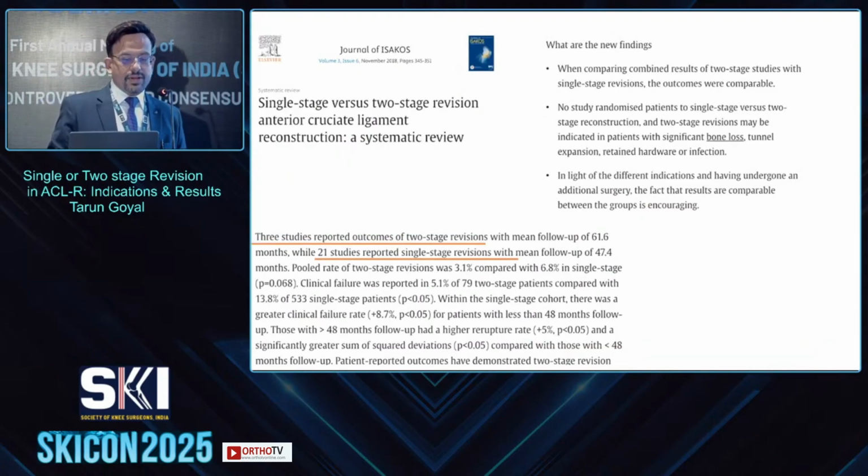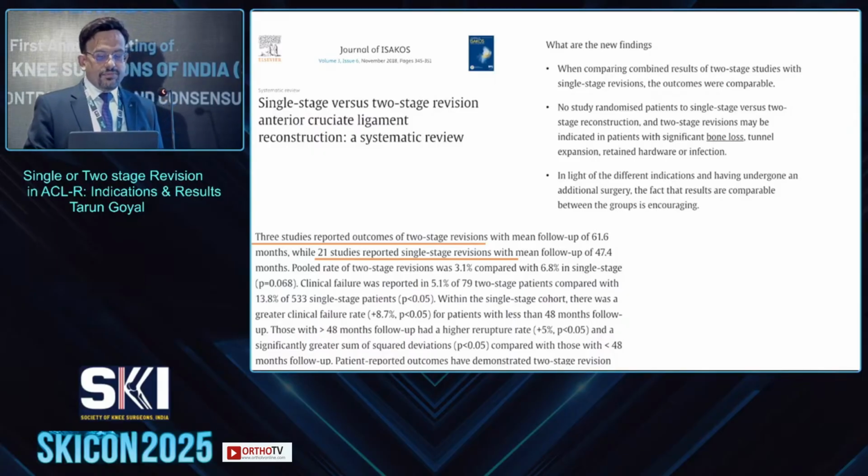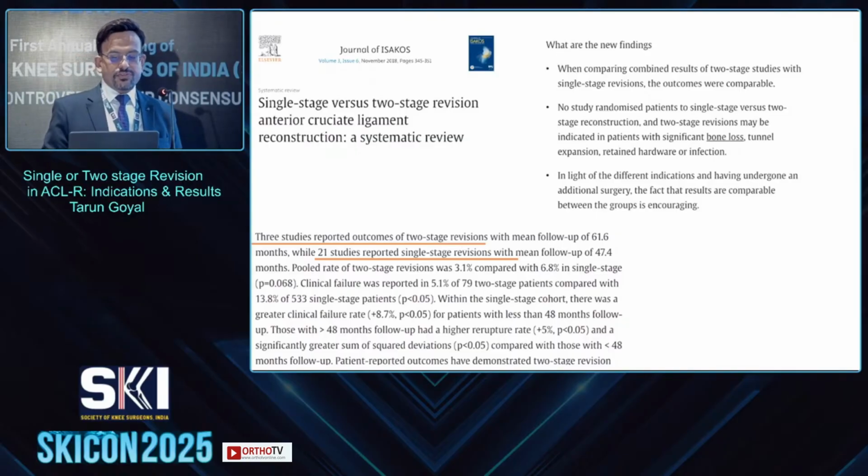This was a previous systematic review in 2018 in which 3 studies reported outcomes of 2-stage and 21 studies of single stage. So again we can see that single stage was much more common than a 2-stage revision. And the findings were that when you compare the results of the studies, the outcomes were comparable. No study randomized patients to stage 1 and stage 2 reconstruction, and there are probably 2 separate groups with separate indications.